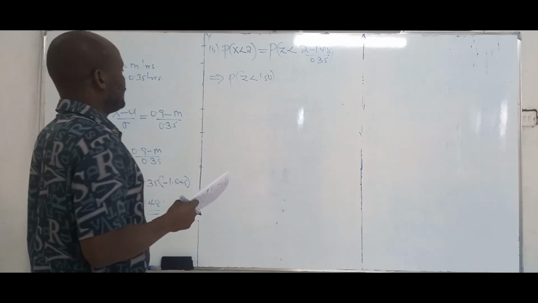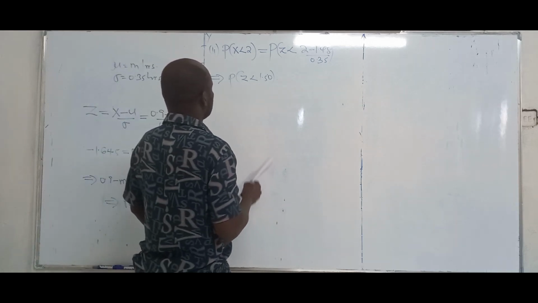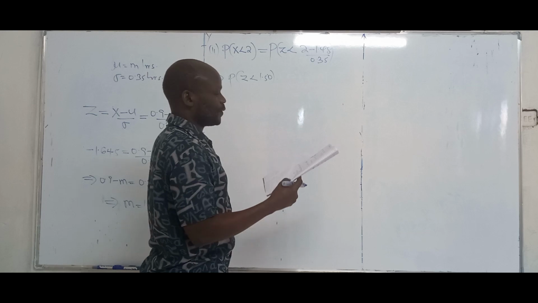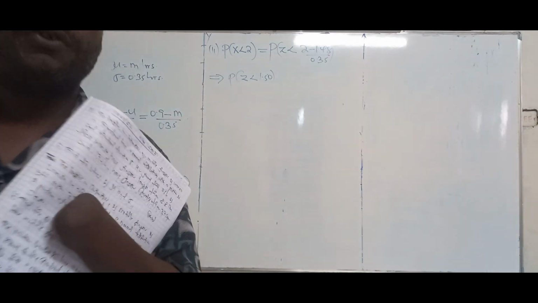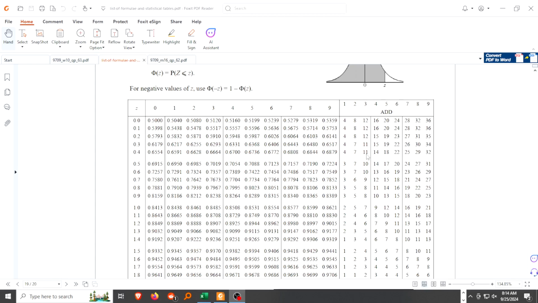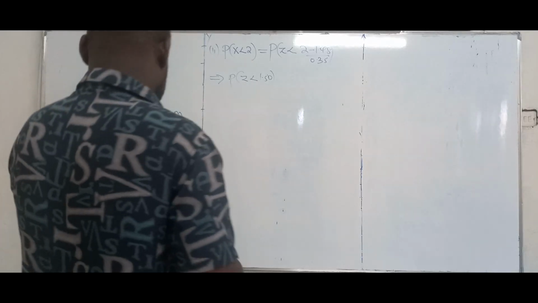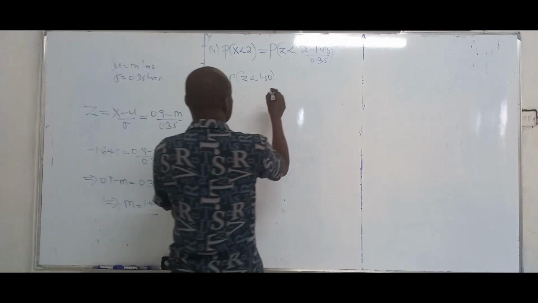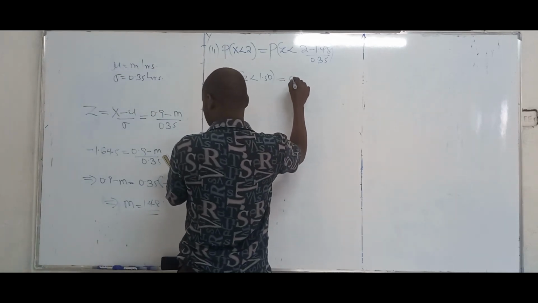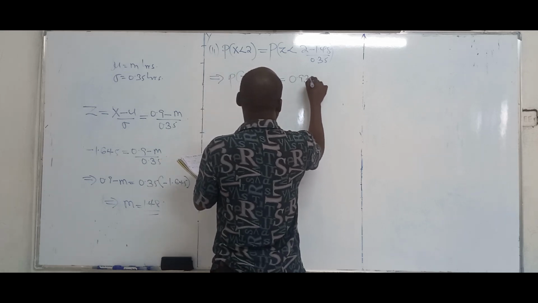So we can read the corresponding probability. When Z is less than 1.50, we read the corresponding probability from the tables. Here we want a Z value which is less than 1.5. Z is here, 1.5, we come to 1.5 here, and we get that value to be 0.9332. So this probability is given by 0.933.